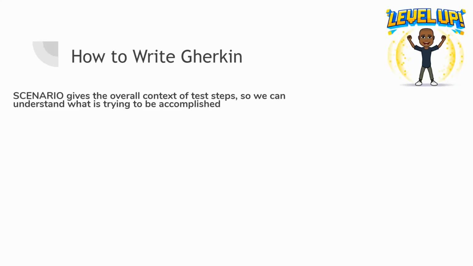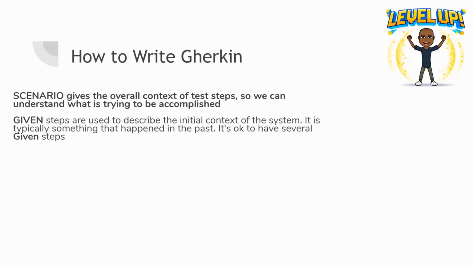Writing in Gherkin starts with a scenario, and this kind of gives the overall context of the test steps so we can understand what it is that's trying to be accomplished. Given steps are used to describe the initial context of the system. It is typically something that happened in the past, and it's okay to have several given statements, like you must be logged in, you must be on a certain particular page, or whatever it may be.